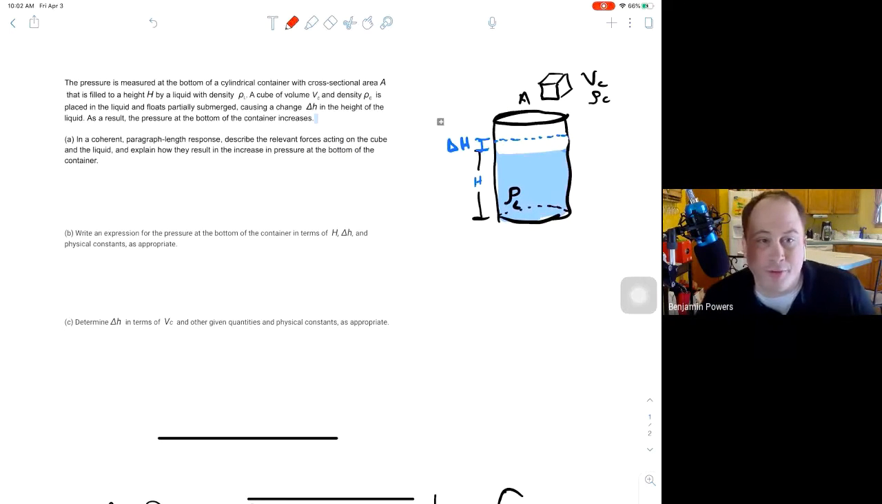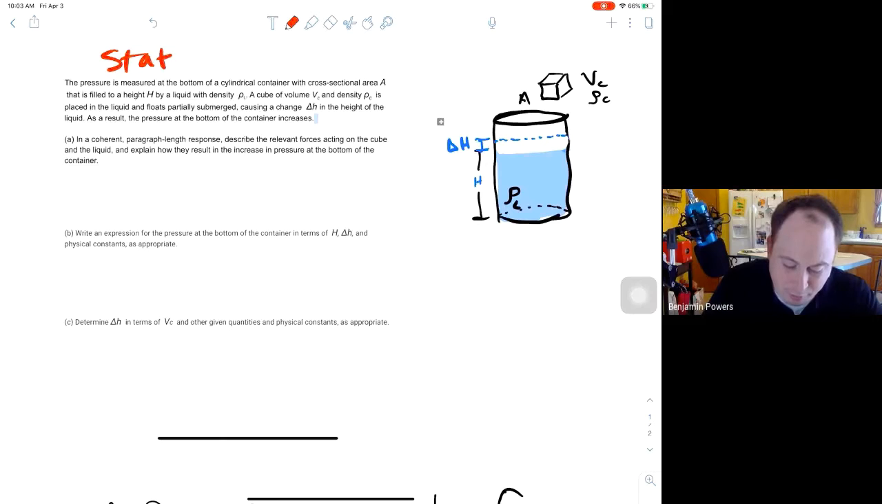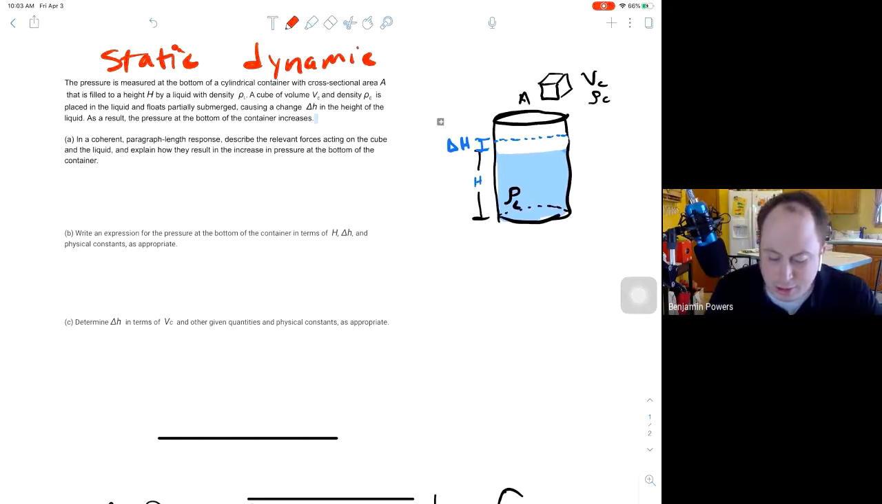Kind of sticking with the theme of fluids and trying to get the concepts of what types of questions they will ask us about in fluids. And I really break them up into two categories. There's static fluids, and then there are dynamic fluids problems. The static ones are, well, like this one here is a static problem. It's just water that stays in place and isn't moving around.